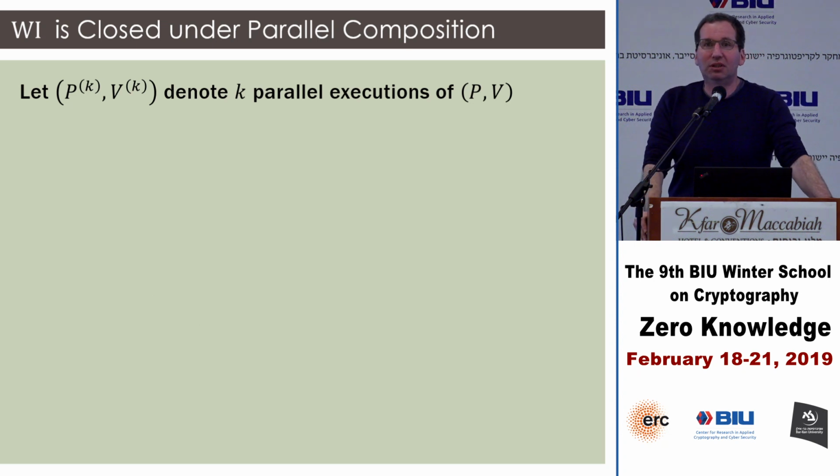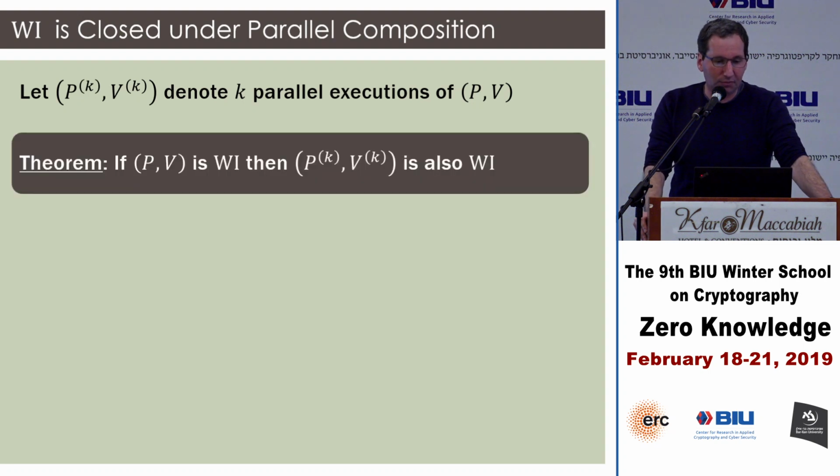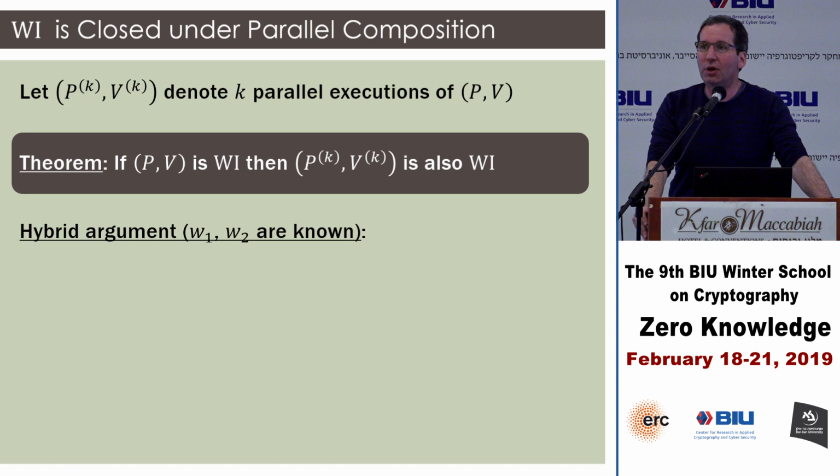Another property that is nice about witness indistinguishability is that it's closed under parallel composition. Let P to the K, V to the K denote K-fold parallel composition. And the theorem is that if a single execution is WI, then K repetitions in parallel are also WI. And the way this is proved is using a hybrid argument. The good old hybrid argument, and remember that we allow W1 and W2 to be known. Witness indistinguishability holds even if we know the witnesses.